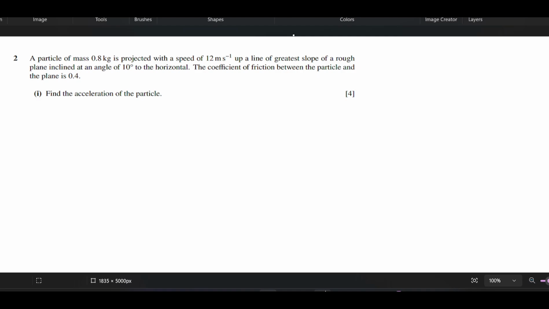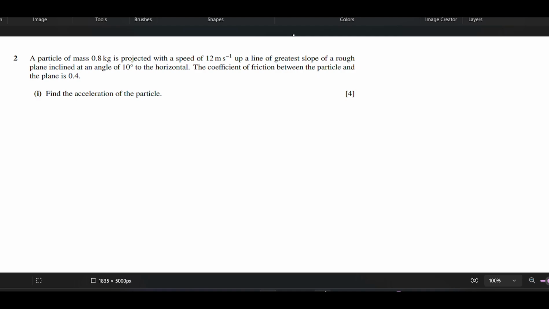Okay, so for question number 2, we have a particle of mass 0.8 kilograms projected with a speed of 12 meters per second up a line of greatest slope. And the slope is rough, inclined at 10 degrees to the horizontal. The coefficient of friction between the particle and the plane is given as 0.4. We've been asked to find the acceleration of the particle.